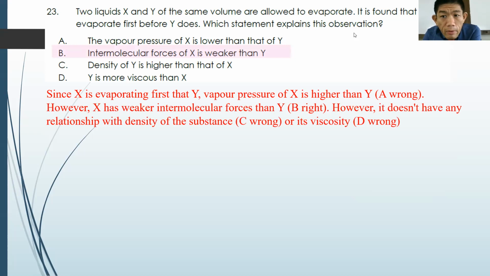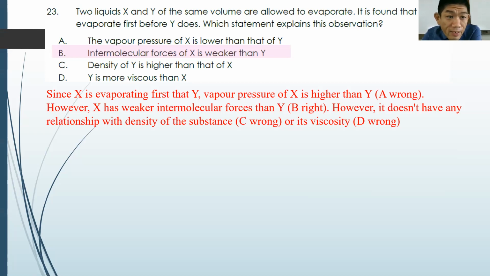So for B, intermolecular forces of X is weaker than Y, which is true, because when you have weaker intermolecular forces, it vaporizes easier. So B is true. C, density of Y is higher than X. So we do not have any information that says which density will be higher, because vapor pressure in here has nothing to do with the density.